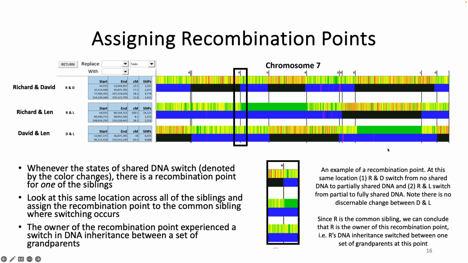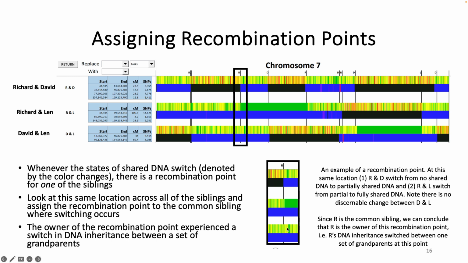Okay, so let's look closely right here at this recombination point. Here again, the top row is between Richard and David, R and D. So on this top row, we see a switch between R and D. There is a switch where it goes from no shared DNA to partially shared DNA. And then if we go below, Richard and Len, R and L, they also have a state change from partial shared DNA to fully shared DNA.